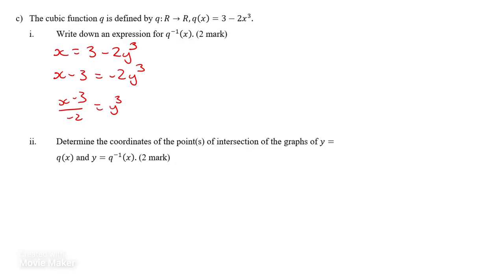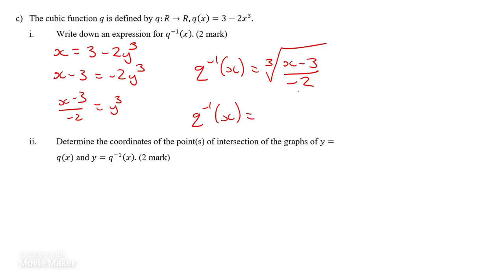And then finally, I will cube root. So if I'm going to cube root, my inverse is equal to the cube root of x take away 3 over negative 2. If I would like to make that a bit easier to read, I'll just get rid of this negative and change my negatives on the top, and that means I'll have 3 take away x over 2.